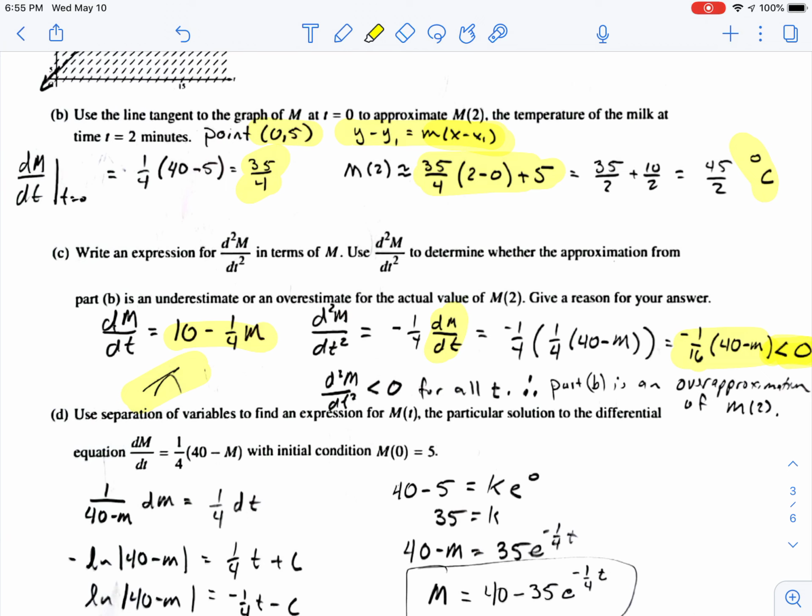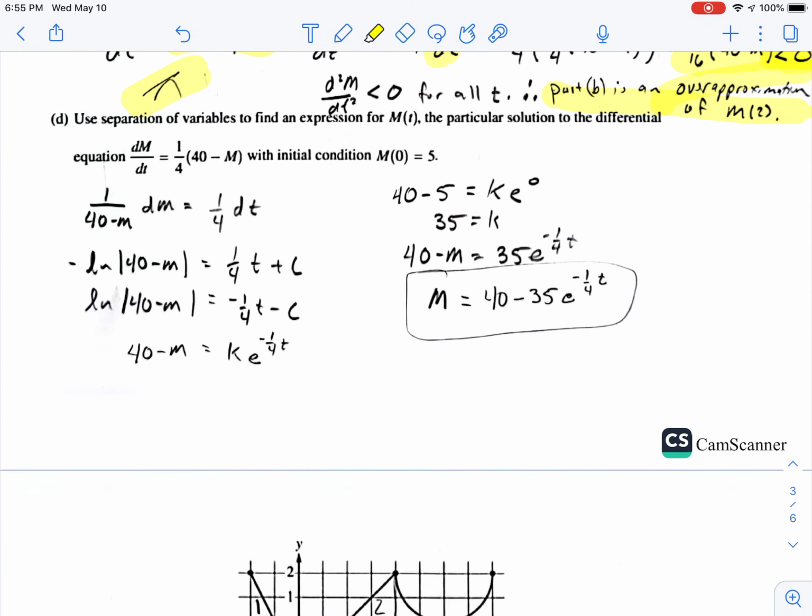You don't need to mention that it's concave down. You just mention that your second derivative is less than 0 for all times t, and therefore part B is an over approximation. Using your separation of variables.